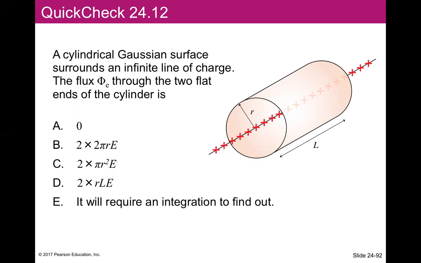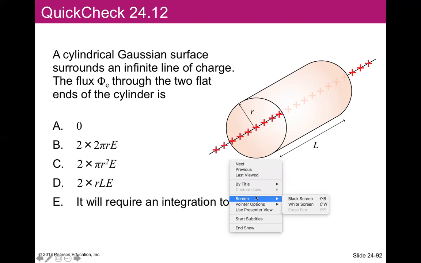Okay, now let's see. So who is going to choose A or B or C or D? Okay, so first of all, what's the direction of the field lines? It's a radial direction from the wire or cylinder.